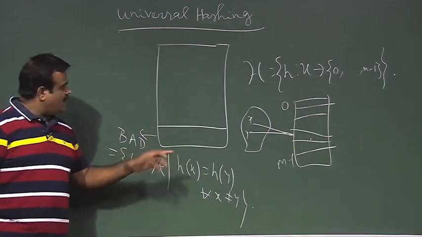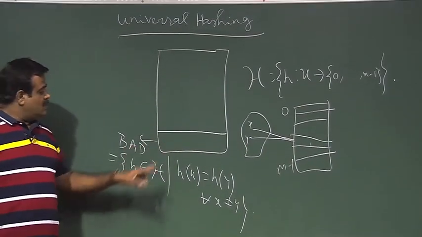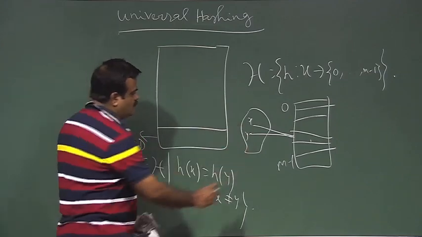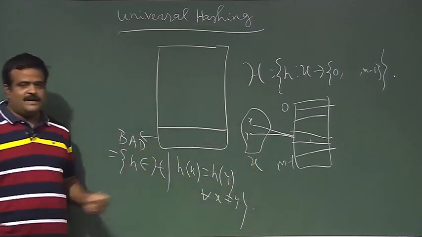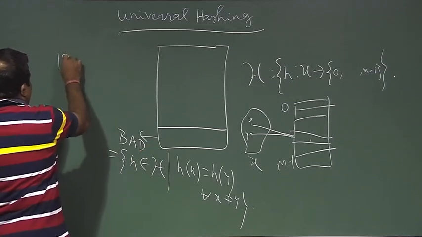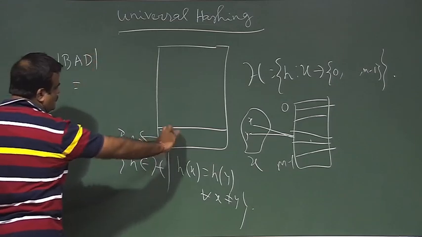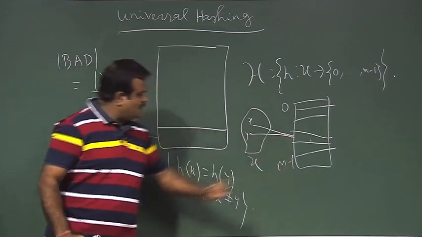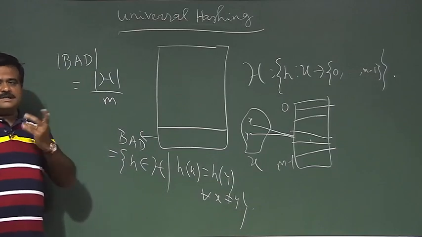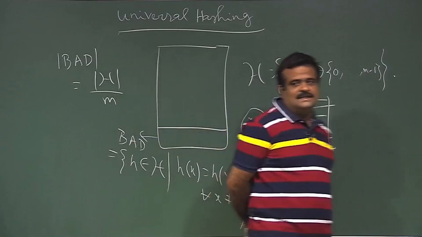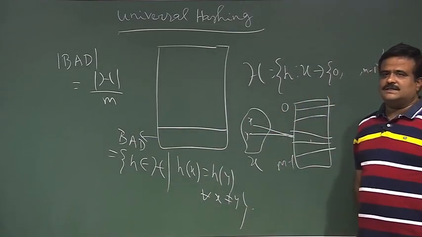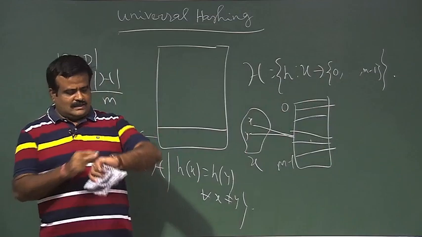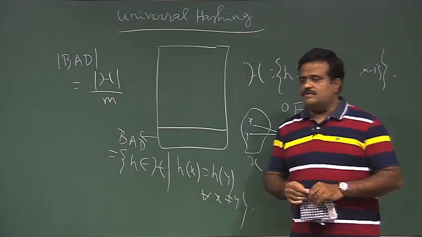So if our hash function is coming from this portion, then there is a guarantee that there will be a collision. That's why it is called the bad portion. If the cardinality of the bad portion is 1 by m fraction of the total set, where m is the table size, then this collection is called a universal collection of hash functions. And if we choose a hash function randomly from this collection, then that is called universal hashing.